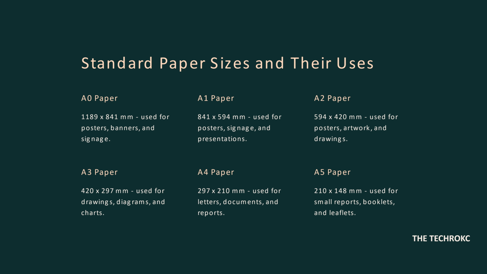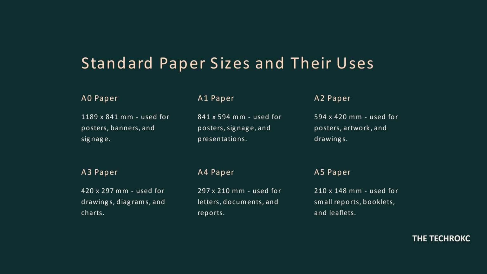The next is the A4 paper. The A4 paper is the most commonly used paper in printing. It's well known. It has a measurement of 297 by 210 millimeters. It's used for letters and documents as well as reports, and we'll be using it subsequently in our drawings as well.